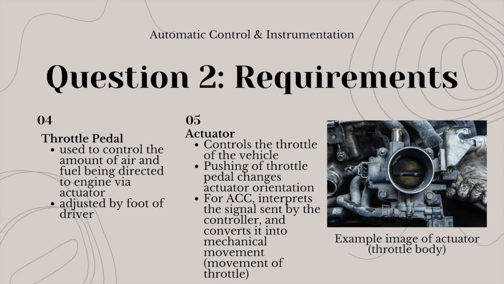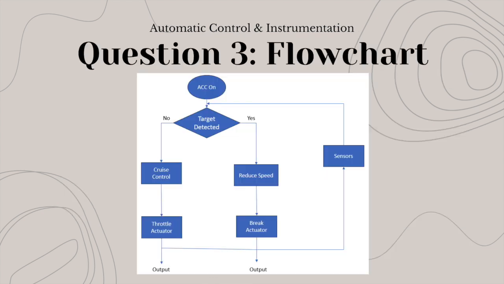The orientation of the actuator is controlled either physically by the aforementioned throttle pedal or electronically by the controller of the ACC system. The signals sent from the controller are interpreted by the actuator and then converted into mechanical movement. In this case, the reorientation of the throttle body.